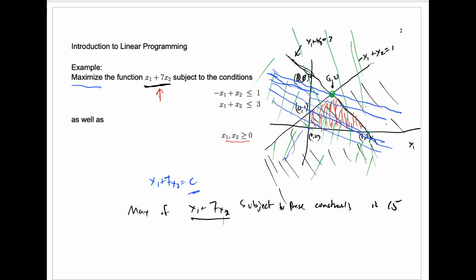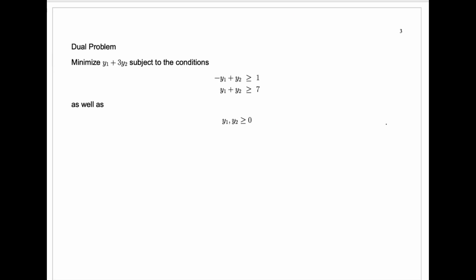Now, before we talk about further things, let's talk about a related problem. I'm going to look at what we call the dual problem to the problem above. And let me remind you of the problem above that we already looked at. It's said to maximize x1 plus 7x2. And here were the inequalities.